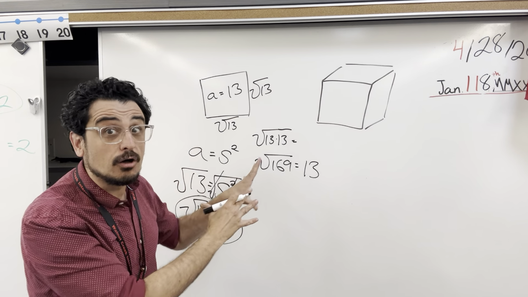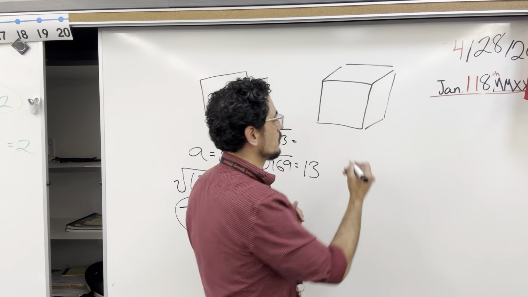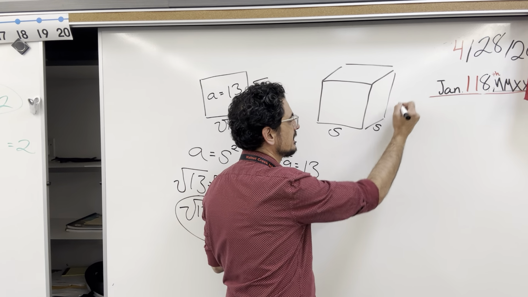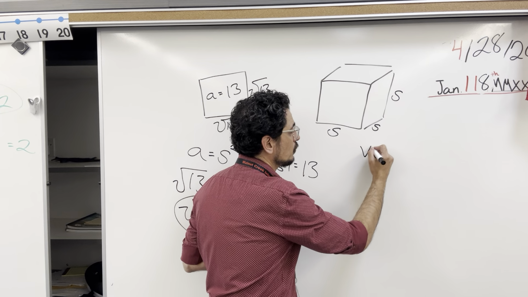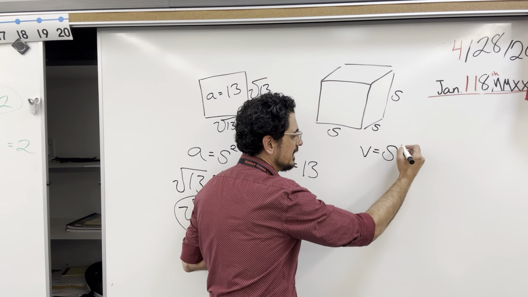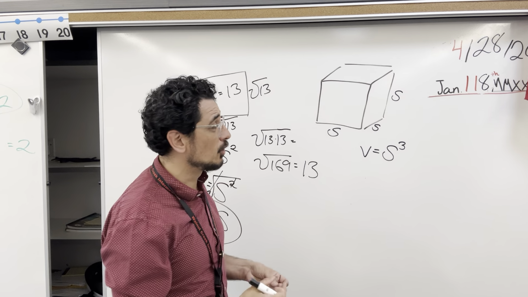Okay, so volume now. This is when we have things cubed. Volume is when we basically have side times side times side. It's 3D, and therefore my volume is equal to side cubed. All right, so I'm multiplying that 3 times in a row.